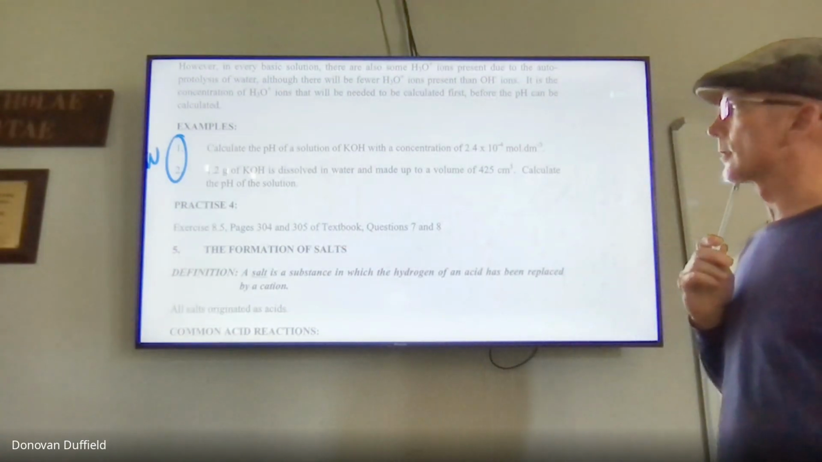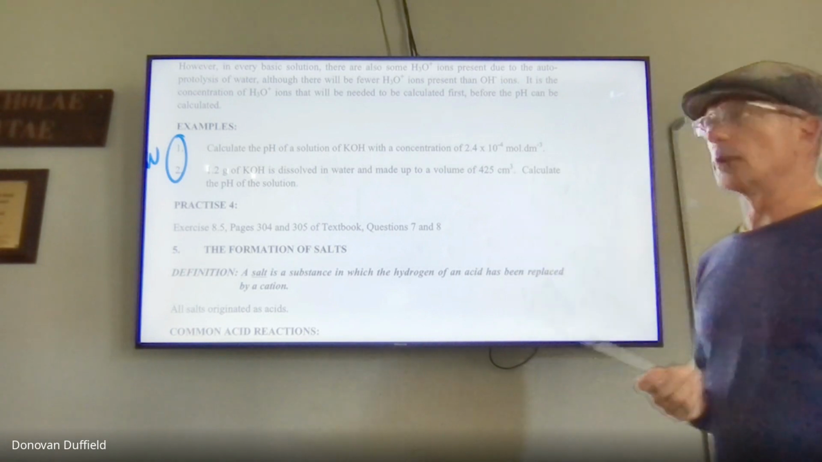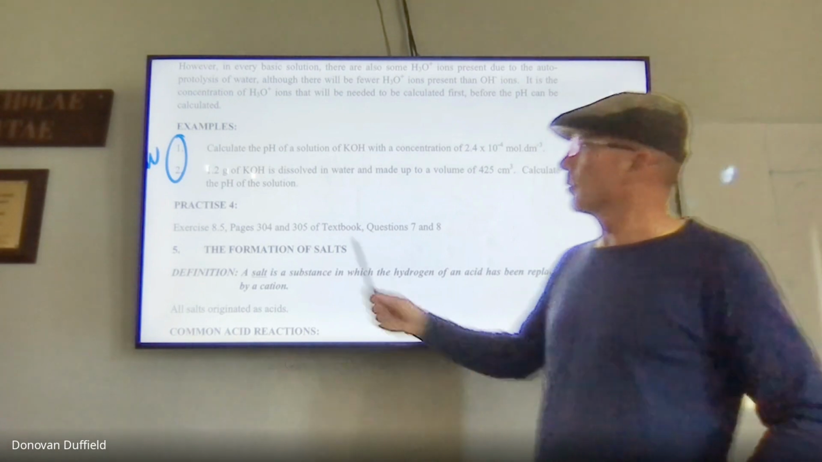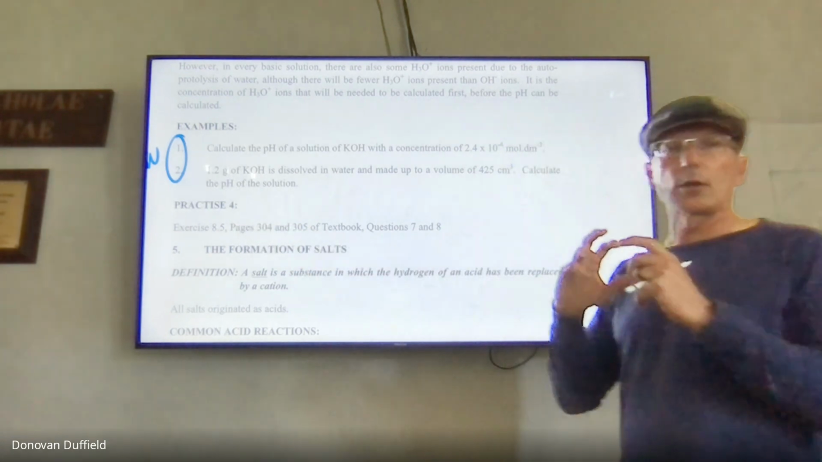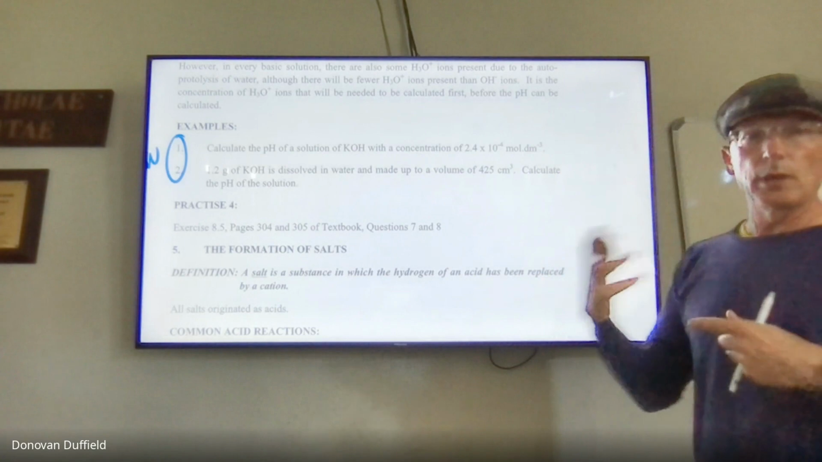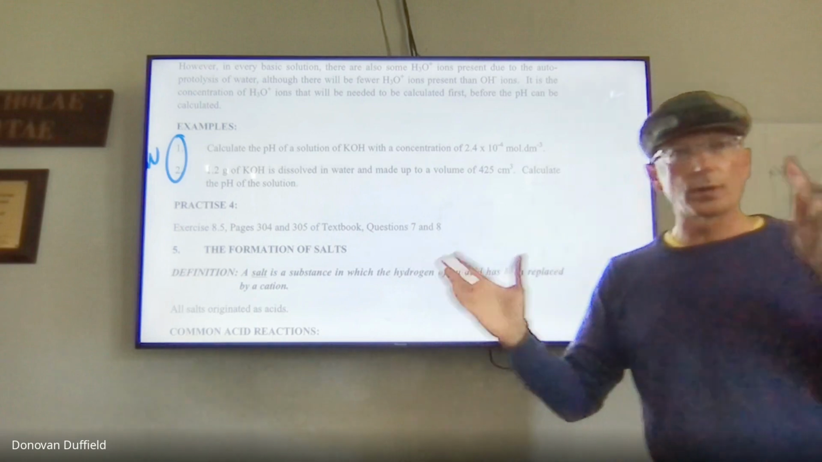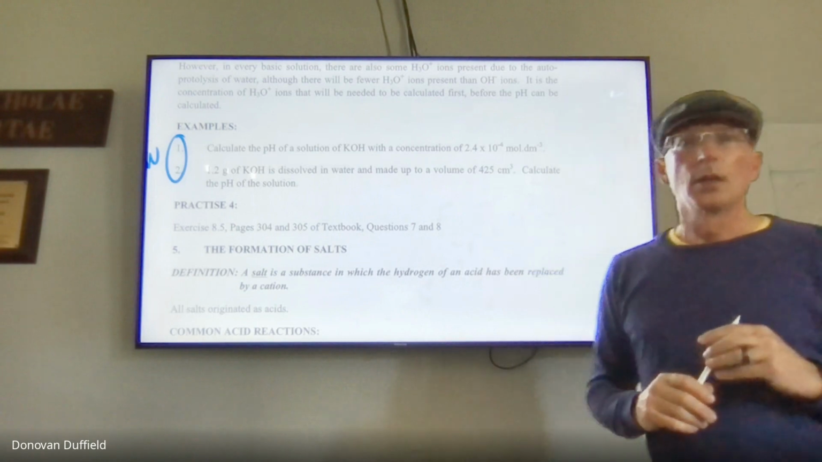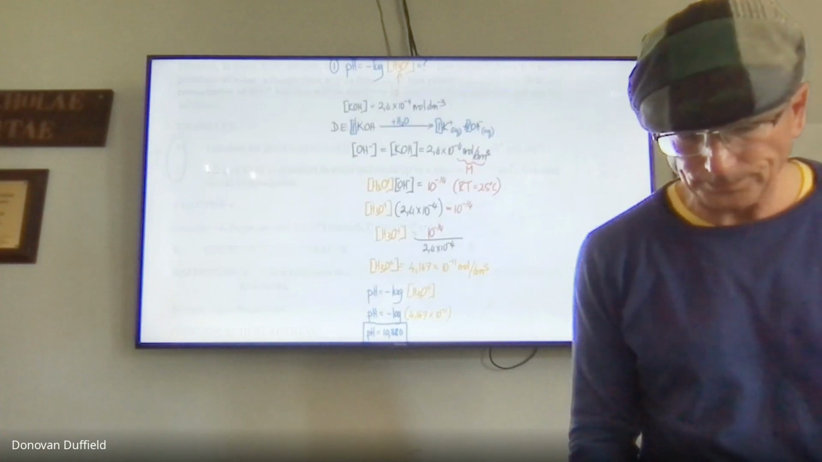1.2 grams of KOH is dissolved in water and made up to a volume of 425 cubic centimeters. Calculate the pH of the solution. So now there's one extra step, is that we've now been given the mass of the solute and the volume. So we're going to calculate the concentration first. This is much like what we did with the acid. And then we're going to have to use the ionization constant for water, that expression, to switch to hydronium ions to get the pH. But I want to teach you another method, which you're allowed to use, and I think it's pretty cool.